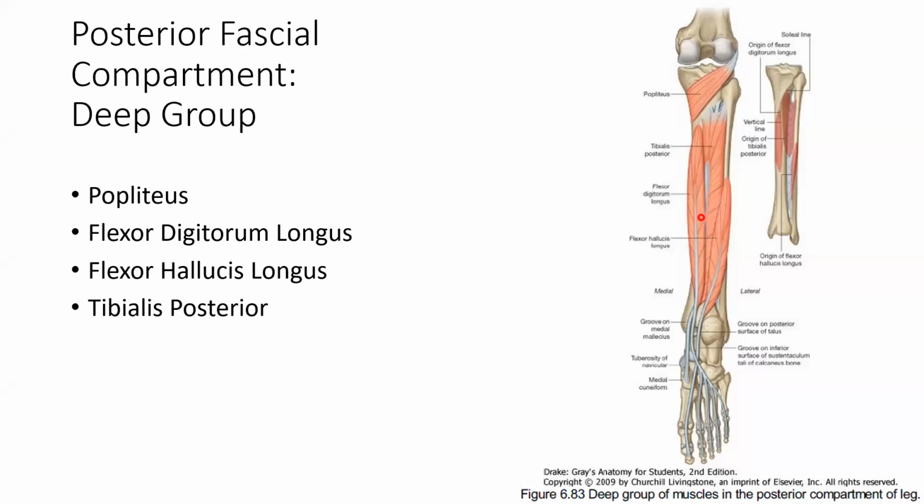So these muscles correspond to the muscles of the anterior compartment. You have a flexor of the digits, long flexor of the big toe, and the tibialis posterior, which plantar flexes the ankle joint. So it arises from the tibia, from the posterior aspect. So therefore, it's called the tibialis posterior.